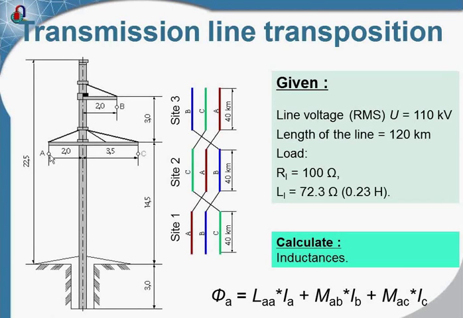The magnetic flux linked with the phase A depends on the current in the phase A and the current in the phase B and in the phase C. So there are self-inductance and mutual inductance between conductors. To get the best result, you should repeat the experiment. So in this problem, we will try to repeat the experiments that you will do with a real transmission line. And in a real transmission line, you do not measure fluxes, you measure the voltages and the currents.